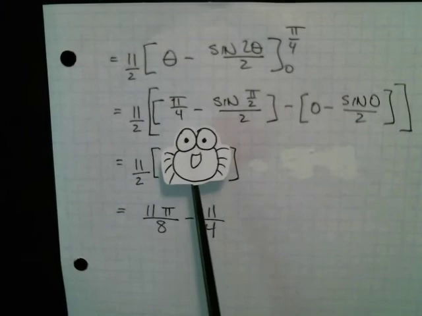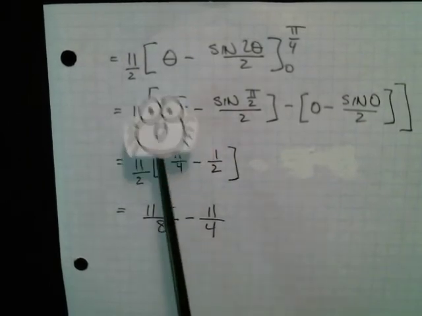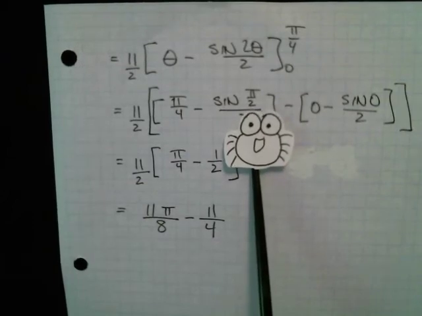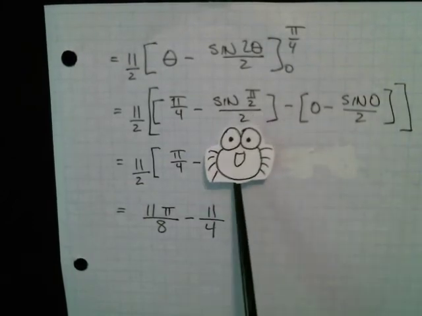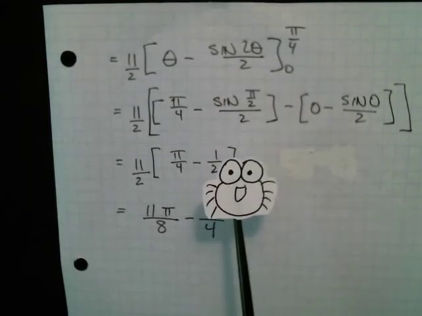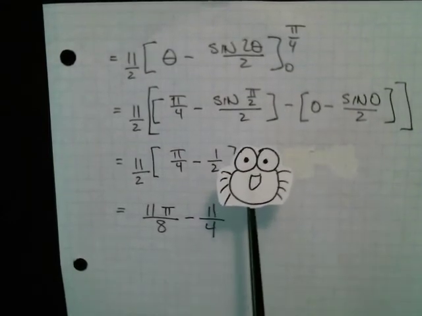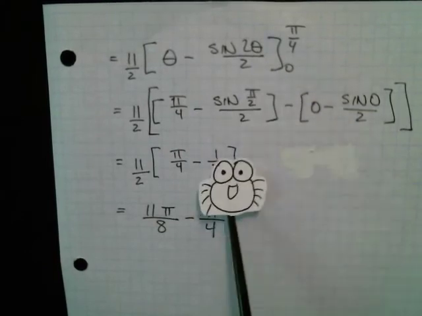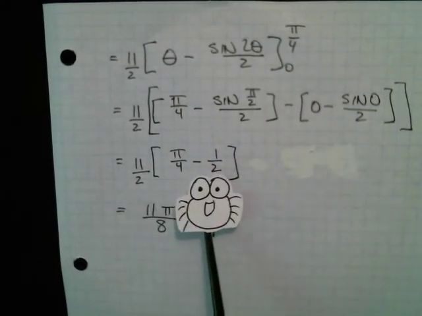But I went ahead and plugged in pi over 4. Pi over 4 for theta means here where I had a 2 theta, it becomes pi over 2. The whole thing is over 2 because of the 2 theta. Again, that has to do with the chain rule when I took the antiderivative. And then if I evaluate, sine of pi over 2 is 1, so I've got pi over 4 minus 1/2.